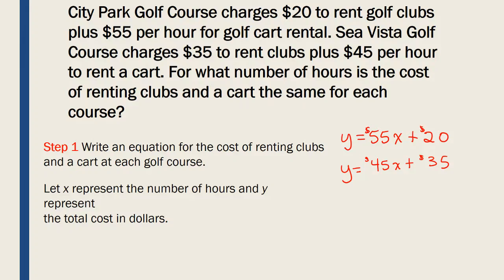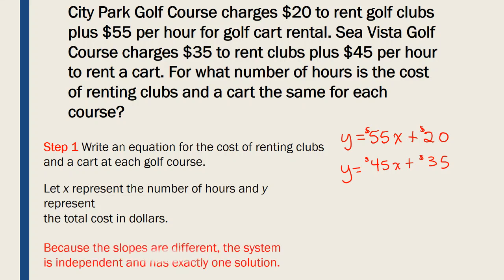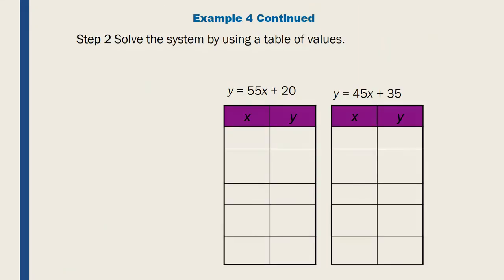So let's see how many hours we'd have to stay to get it to be the same at each course. First of all, we can see that the slopes are different. We have a 55 and a 45, so that tells us that we have an independent system with exactly one solution. So there we've done our first part, determining what kind of system it is. Now we can use a table to solve this. We're going to solve the system using a table of values. Since we're talking about hours, we're just going to do whole hours and half hours, so we're going to go by increments of 1/2.